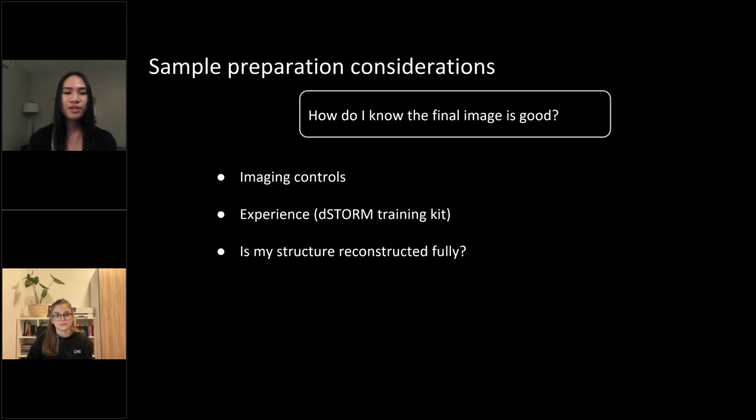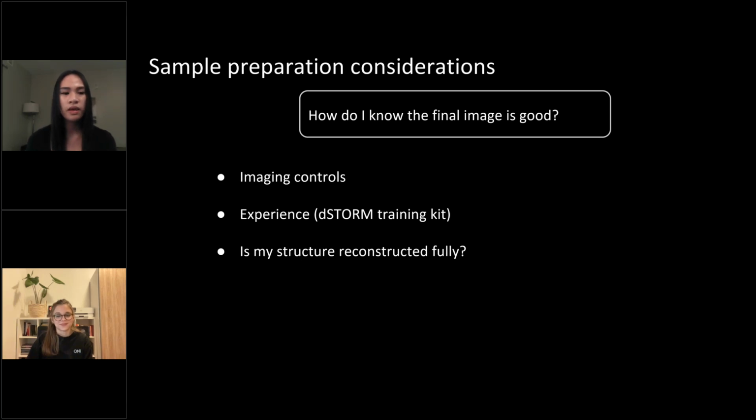Another way that you know what's good is through experience. So we do have our dSTORM training kit. This is really nice because it lowers the barrier to entry. With this kit, we also have a video, so you can follow along straight from the sample preparation to image acquisition to even analysis. And you can use this training kit on any system. It doesn't have to be on the Nano Imager, just as long as you have access to a super resolution microscope.